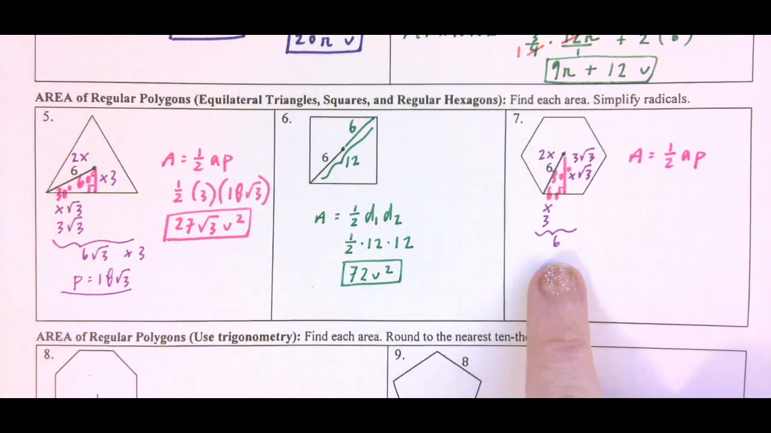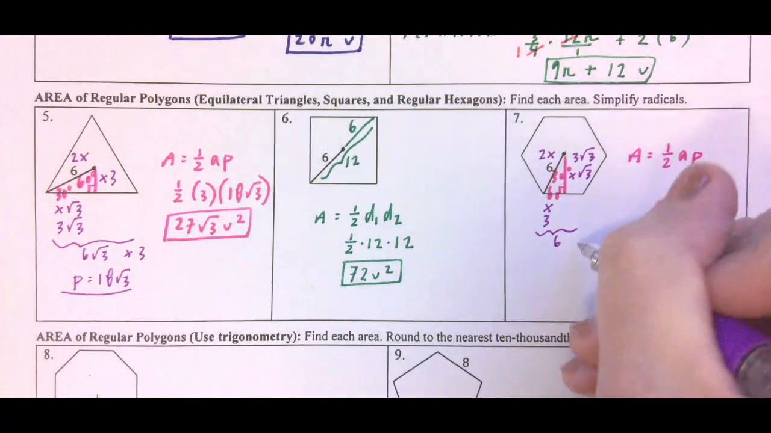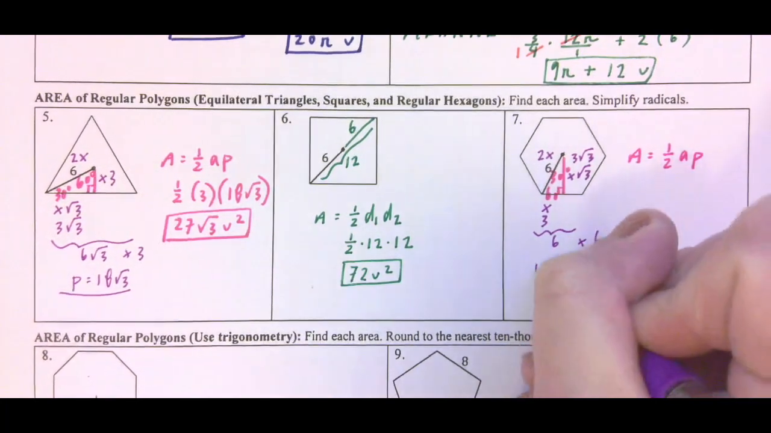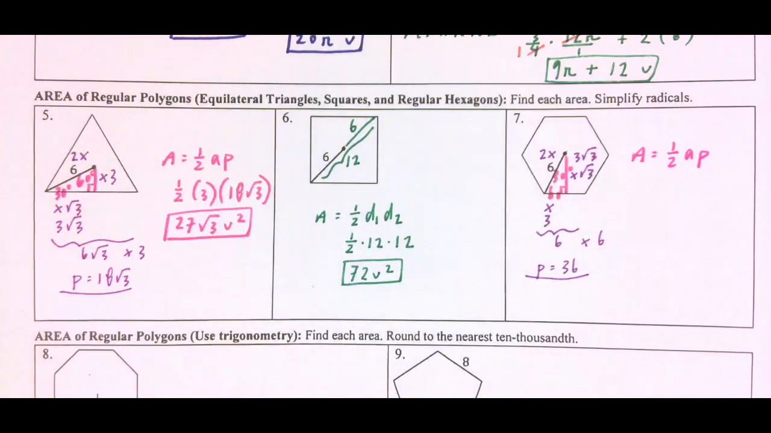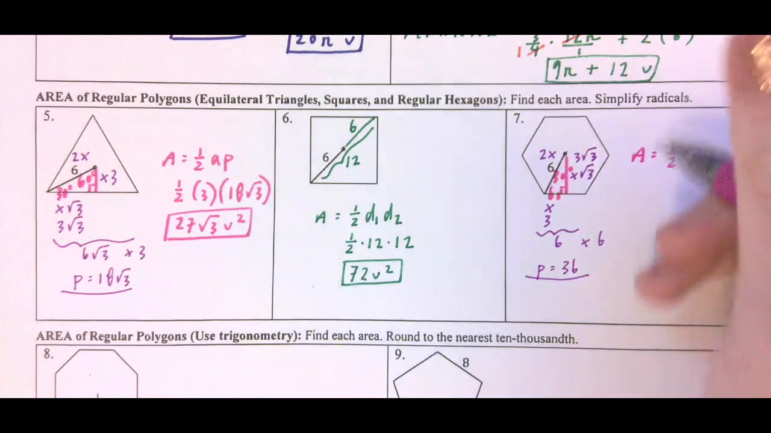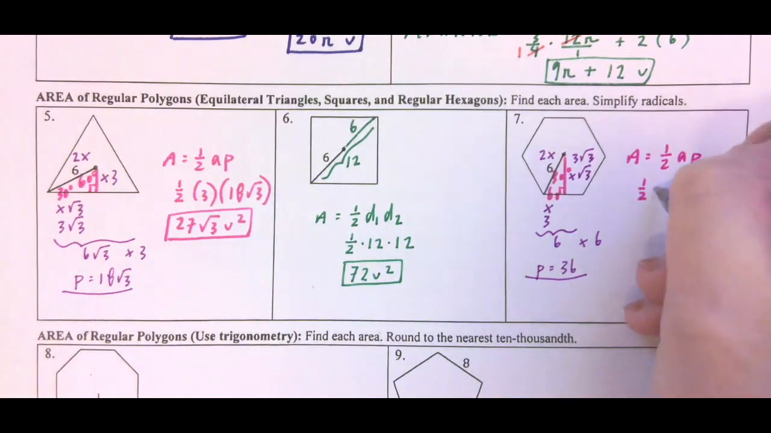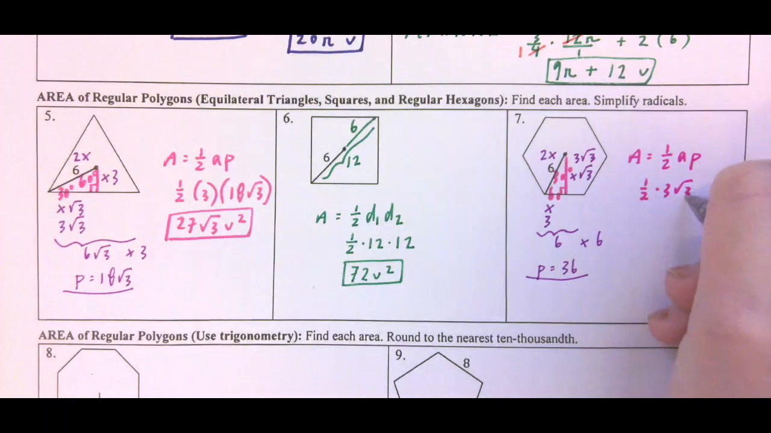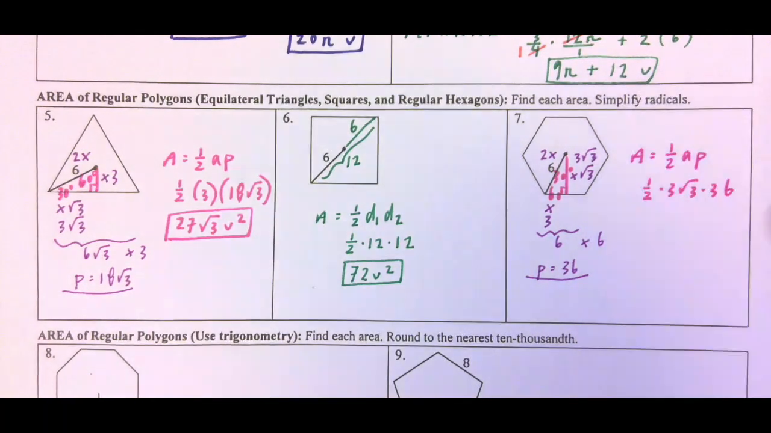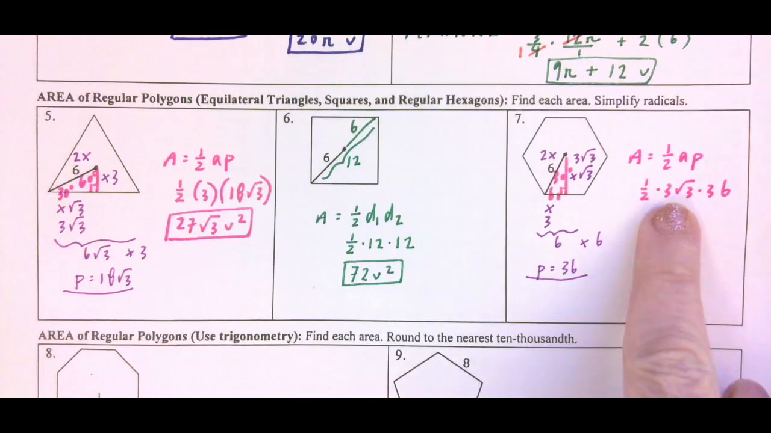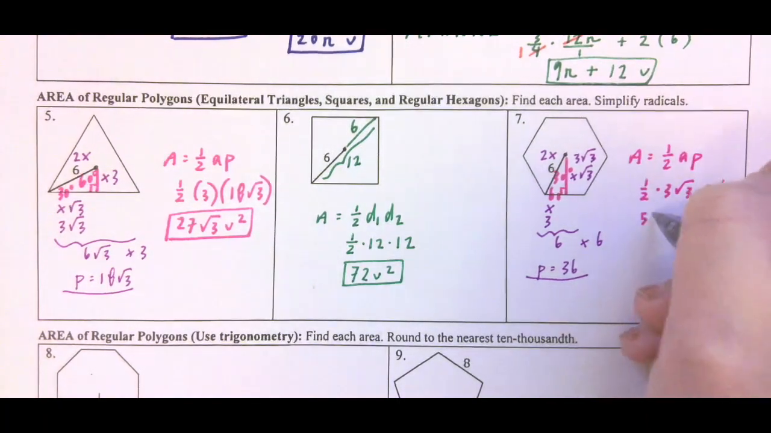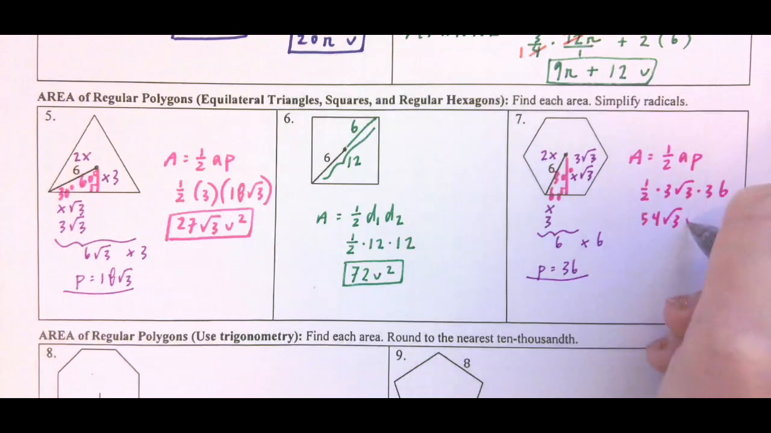Okay, I know I'm going to need my perimeter. So if each side is 6 and I have 6 sides, my perimeter must be 36. All right, so when I plug in, I'm going to take half of 3 root 3 times 36. So again, I'll take half of the 36, that's 18, times 3, and I get 54 root 3 units squared.